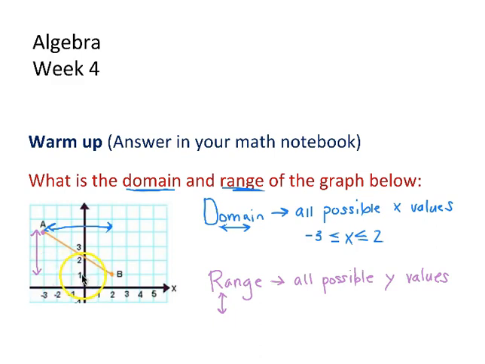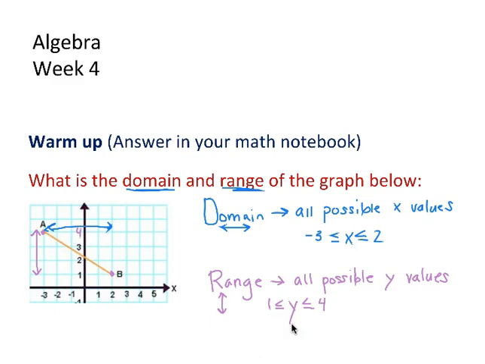Starting at 1, it has to be greater than or equal to 1, because it can include 1 since we've got a closed circle here. So our y values have to be greater than or equal to 1, but what does it have to be less than or equal to? Well, if we go up here, we see that vertical 1, 2, 3 stops at 4. So it has to be less than or equal to 4. So our y values can be anywhere between and including 1 and 4. So that's our range. A good review there of what domain and range is.